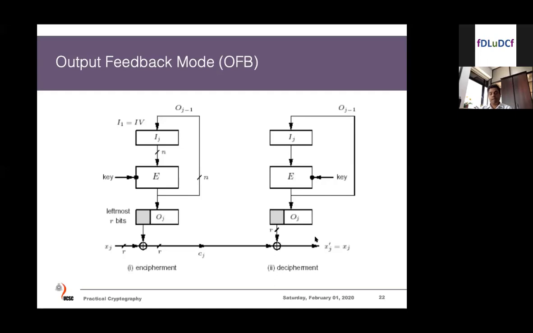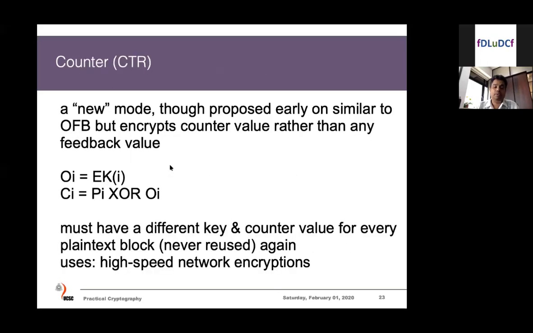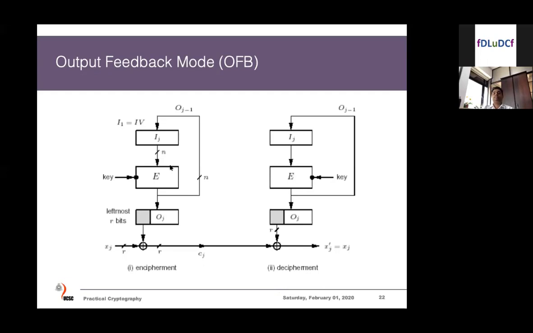So cipher feedback mode and output feedback mode work similarly. The difference between these two is how we feed back. For example, if I show the previous slide again, it is feeding back from the cipher to the top. In the output feedback mode, we are not feeding back the cipher; instead we are feeding back the output here to the top. So it's called output feedback mode. In other words, we independently generate a sequence of keys, and that sequence of keys will be used to encrypt our plain text. So that's how output feedback mode works.